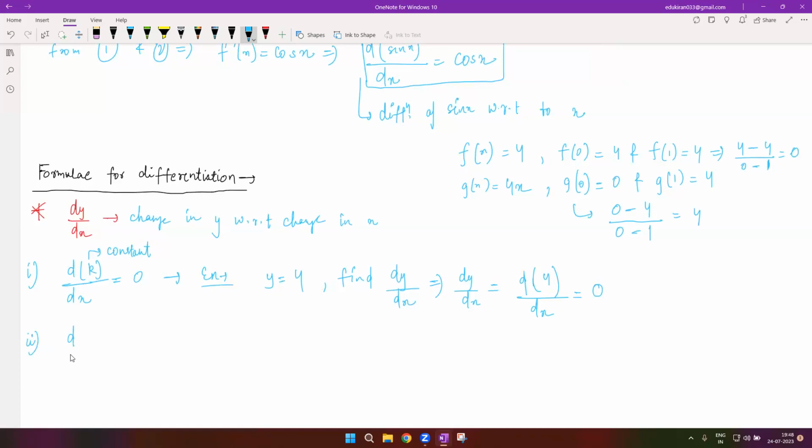Then the second formula, differentiation of an algebraic function. By algebraic, we mean x to the power n, where n is anything other than 0. If n is 0, then we have a constant, right? Then this can be expressed as n times x to the power n minus 1, where n is not equal to 0.